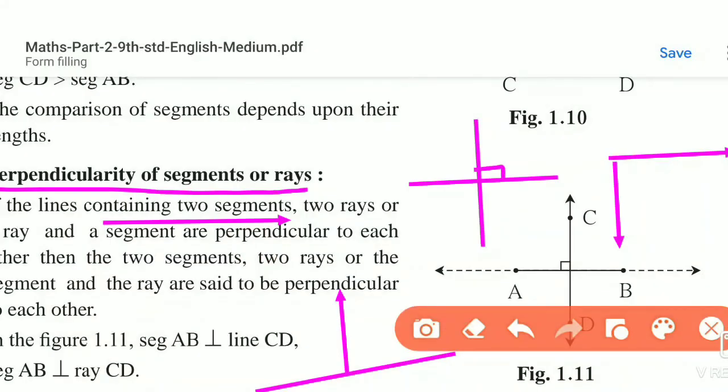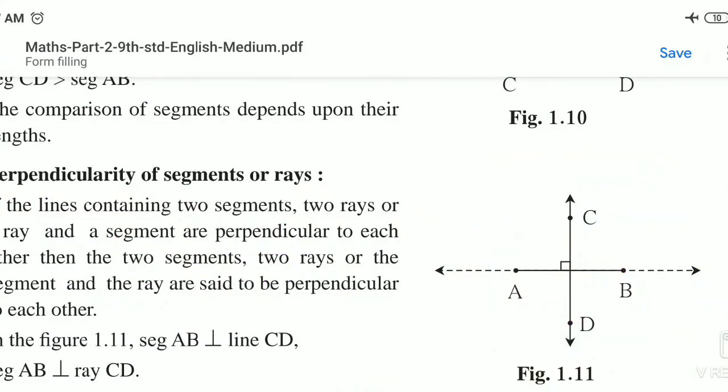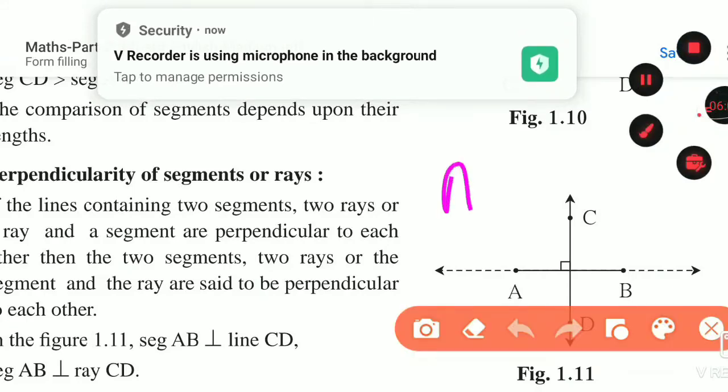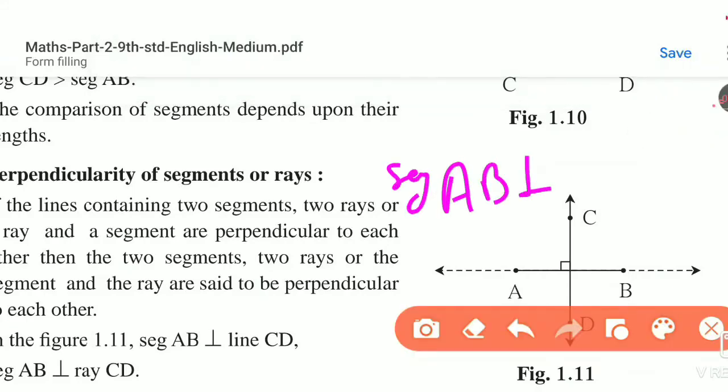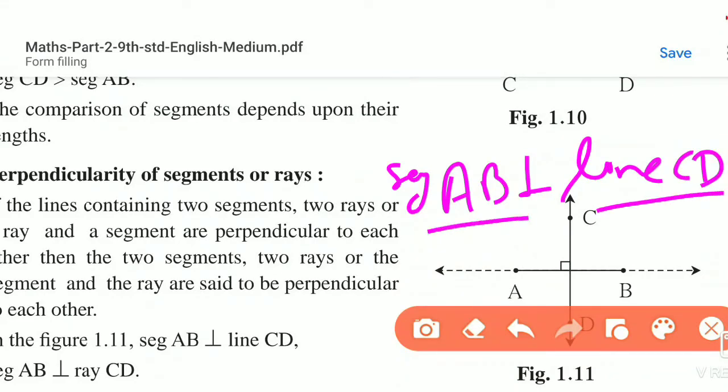Then they told you that two lines are perpendicular to each other. Suppose here it is perpendicular and here it is perpendicular, then we can say these are perpendicular to each other. It may be line segments, it may be rays, or it may be a ray and a line segment. So here we say that AB is perpendicular on CD, otherwise CD is perpendicular on AB, and this is the sign of perpendicular. We can say that if segment AB is perpendicular on line CD, otherwise line CD is perpendicular on AB.